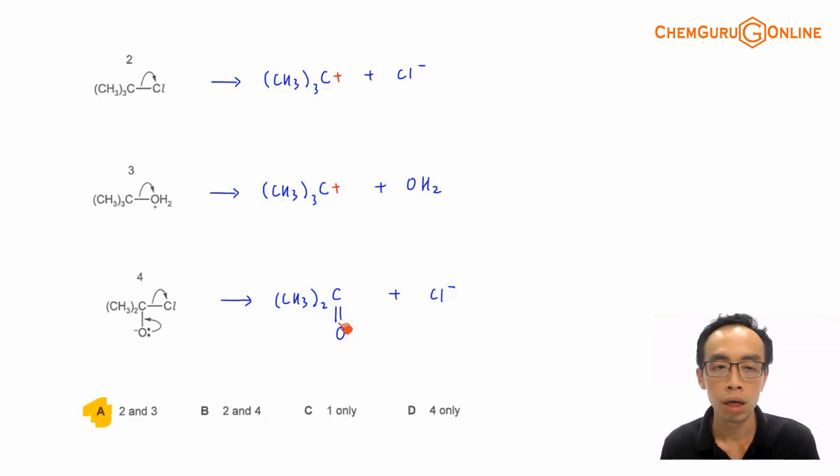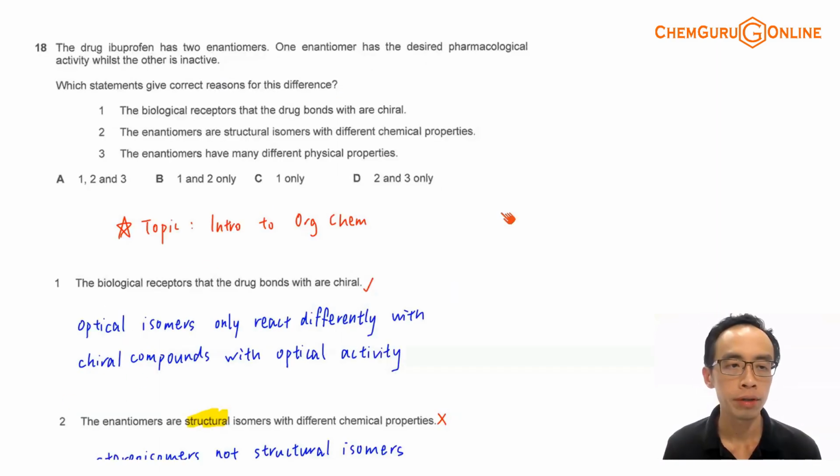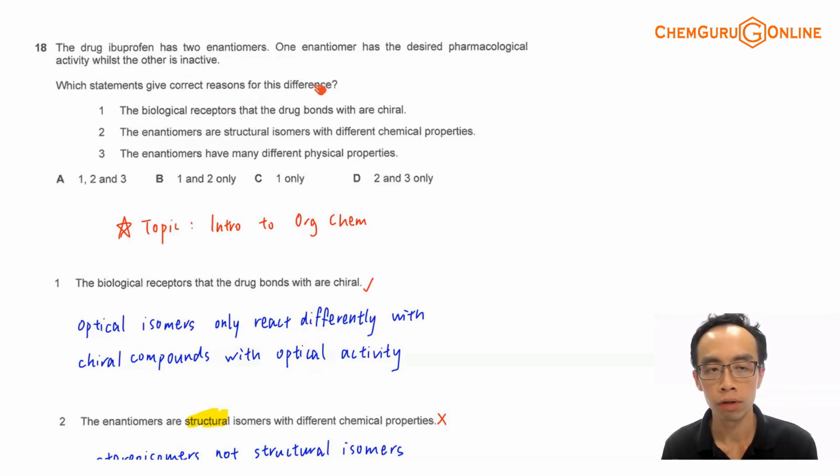So in this case, it's fairly simple. Only number 2 and number 3 will give me a carbocation. Answer to this question will be A. Question 18, we have this drug, ibuprofen, has 2 enantiomers. One enantiomer has the desired activity, while the other one is inactive. It doesn't do anything. Which statement gives correct reasons for the difference?